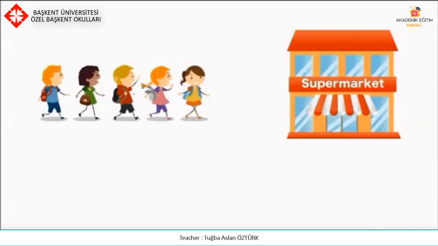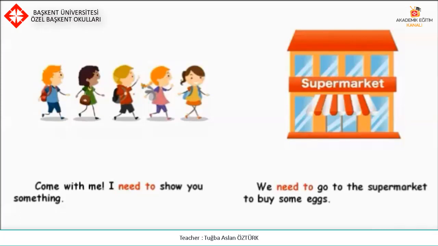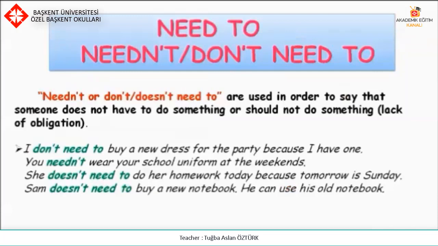Let's see more examples. Come with me. I need to show you something. We need to go to the supermarket to buy some eggs. Needn't or don't or doesn't need to are used in order to say that someone doesn't have to do something or shouldn't do something. Lack of obligation. I don't need to buy a new dress for the party because I have one. You needn't wear your school uniform at the weekends.